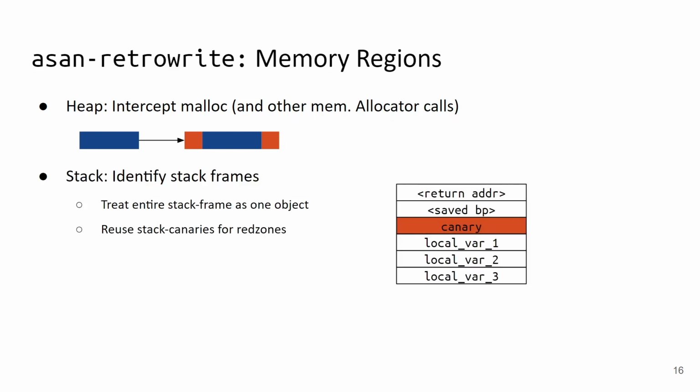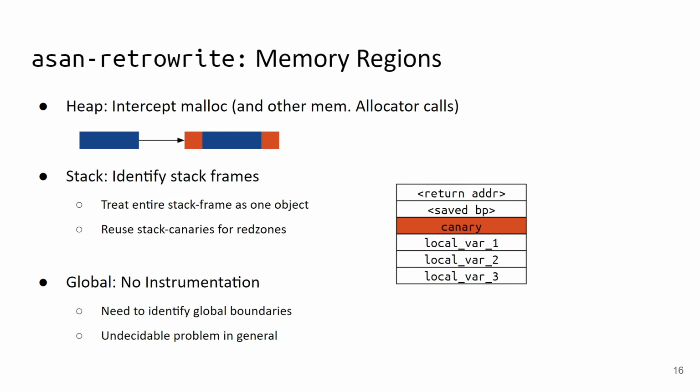On the stack, this is a little trickier as allocations and deallocations are implicit in the function's prologue and epilogue. Retrowrite treats the entire stack frame as a single object and adds one red zone per stack frame. Rather than instrumenting every stack frame, retrowrite reuses the fact that compilers add in a stack canary when their conservative overflow analysis cannot prove that the current stack frame is safe, that is, it does not overflow. Retrowrite asan repurposes the stack slot allocated for the canary for the red zone. This improves performance as asan-retrowrite does not need to instrument every stack frame that can never overflow.